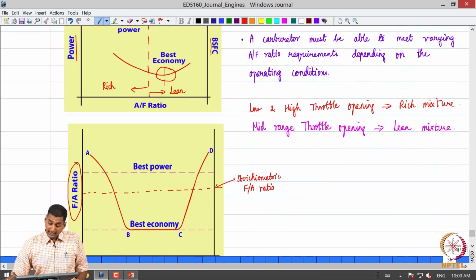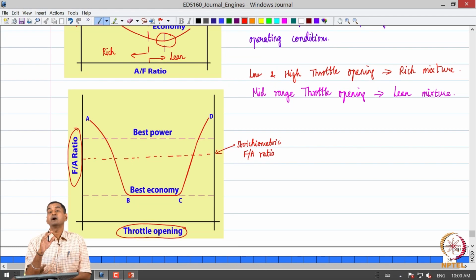We also saw that a carburetor needs to allow for a certain regulation of the fuel air ratio depending on the amount by which the driver presses the throttle pedal. In a car or in a motorcycle we rotate the throttle hand mechanism.